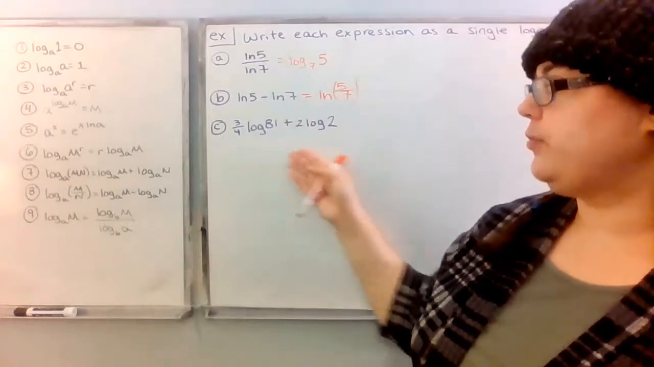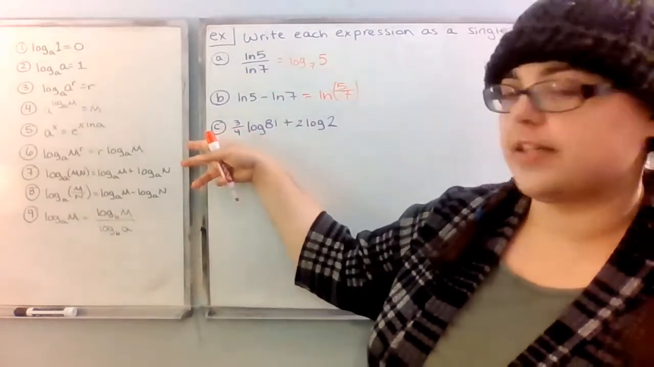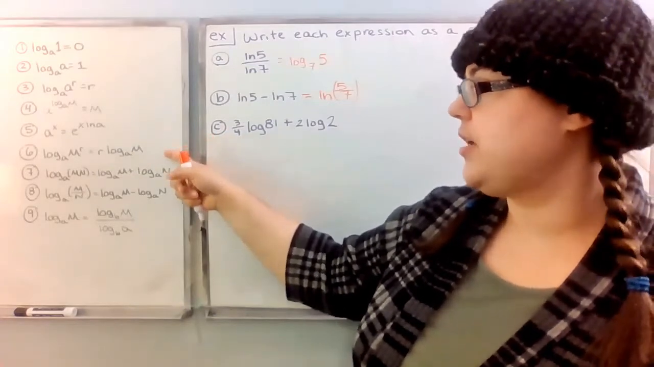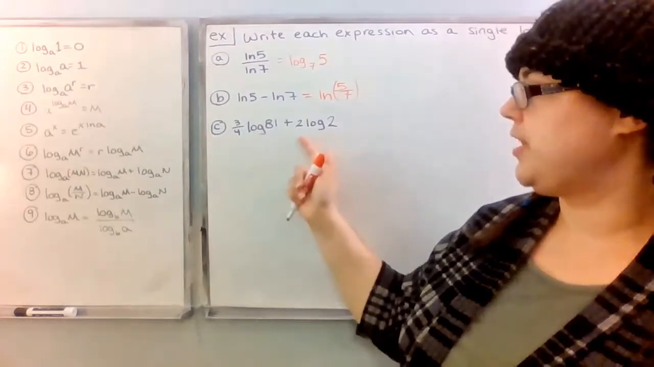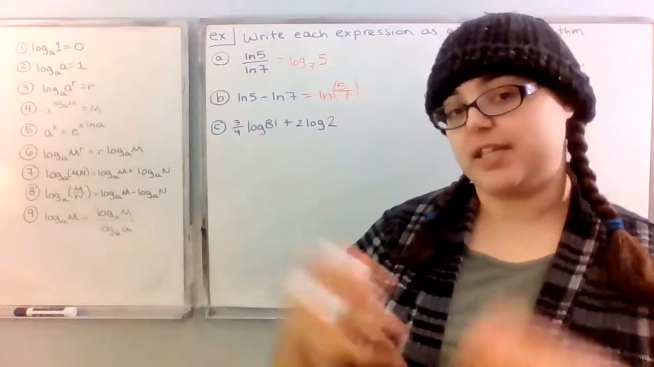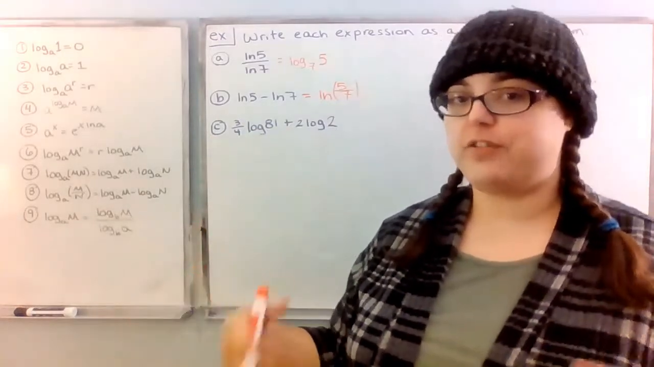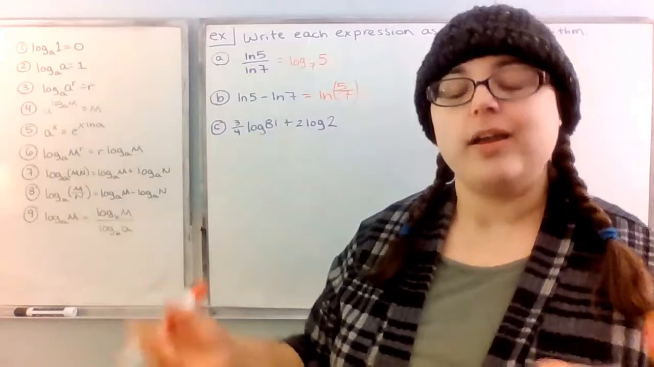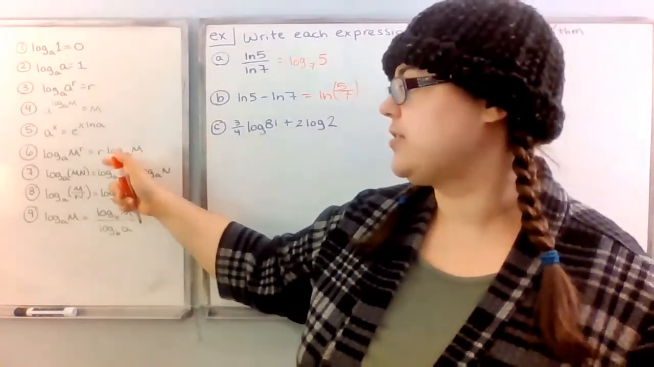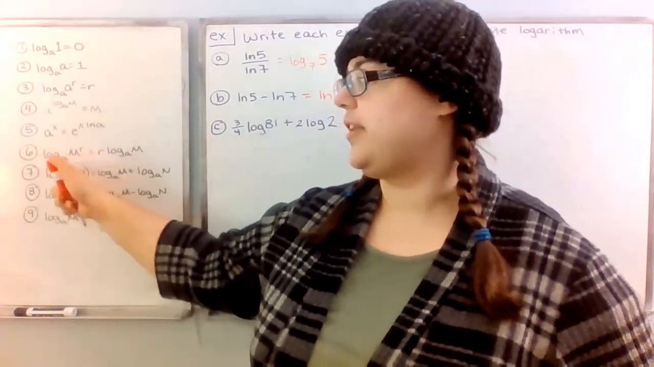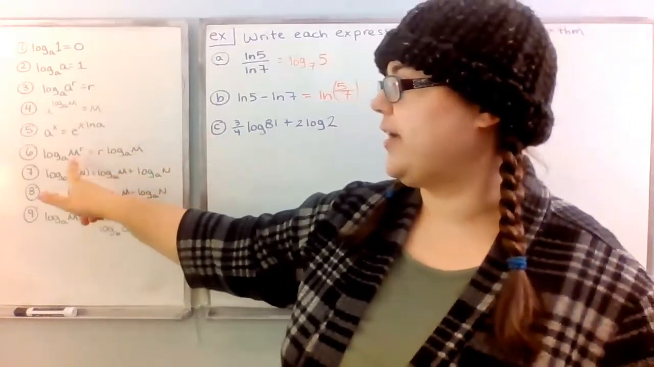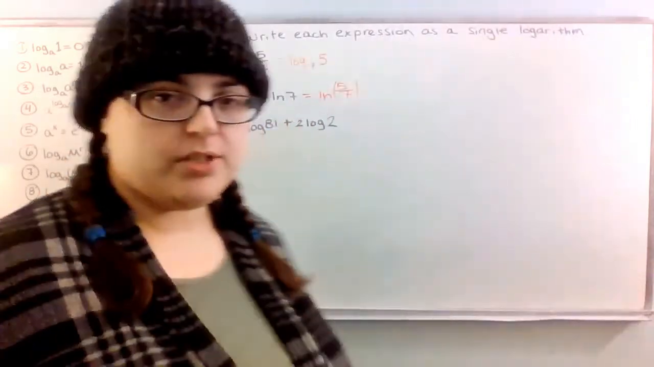For our third one here, we're going to be using a combination of properties 6 and 7. I know that I'm going to use property number 6 because I noticed that both of my logarithmic statements have a coefficient. When you go to combine multiple logarithms into one, look at your coefficients first. If you have a coefficient that's not 1, then you're going to need to apply property 6. You can take that coefficient and turn it into an exponent on the inside. That's what I'm going to do to begin.